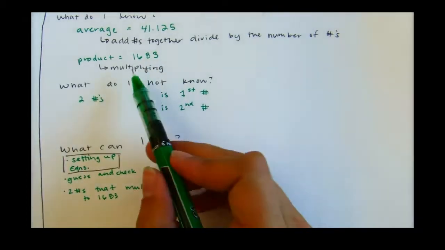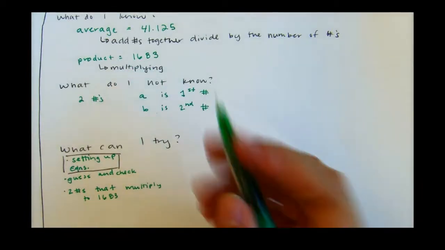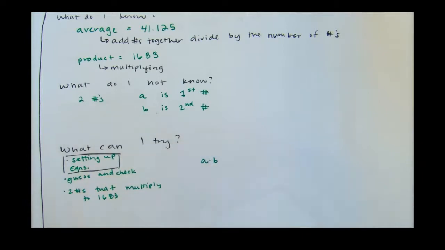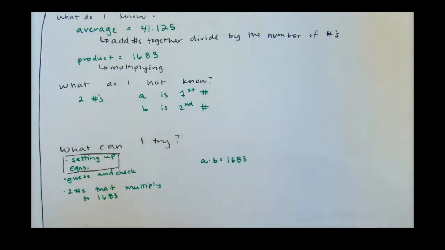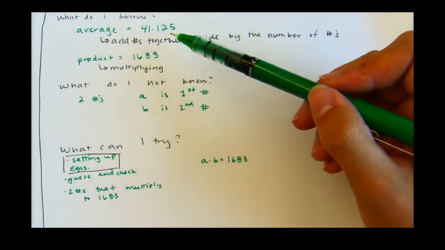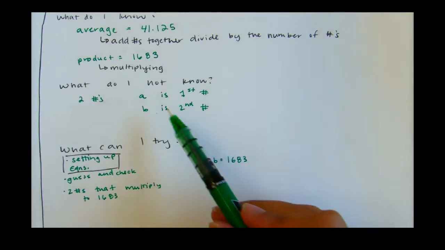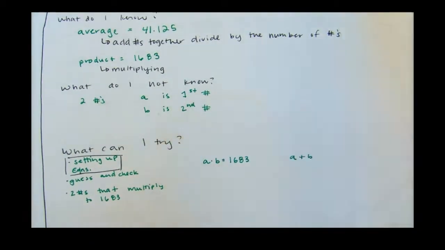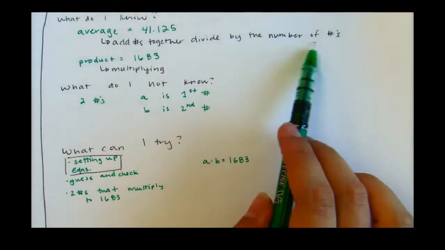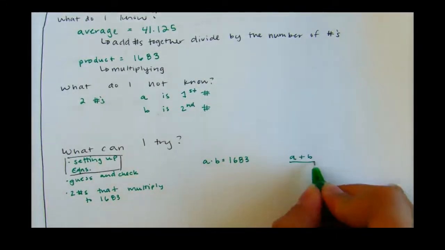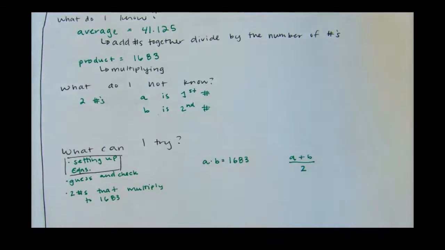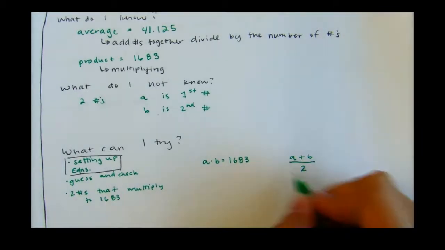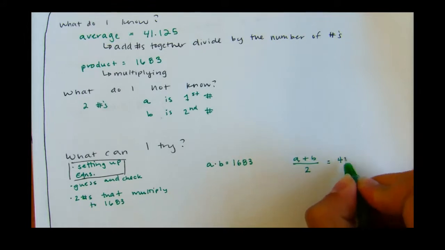Let's start with my product. So my product, I know I'm multiplying my two numbers together. So that's A times B. And my product is equal to 1,683. The second piece that I know is the average. So when I add the two numbers together, A plus B, I divide by the number of numbers. Well, I have two numbers, A and B. So I'm going to divide this by 2. That's my average. I'm going to set that equal to 41.125.